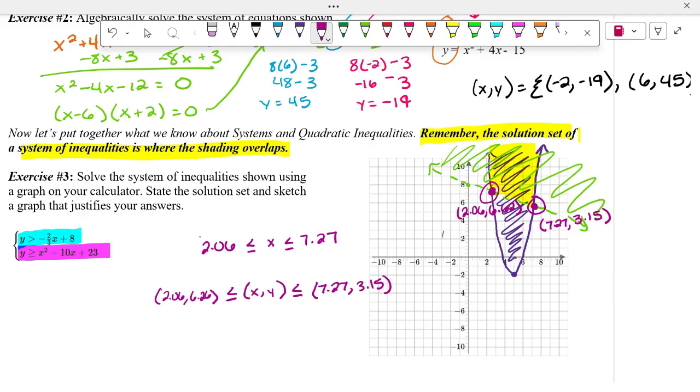Now, again, we're not going to do systems of inequalities. I just wanted to show you what it would look like. But in reality, I would just want you to be able to identify where the intersection was. Sounds like the answer that we have to write down. Pretty much, yeah, this.